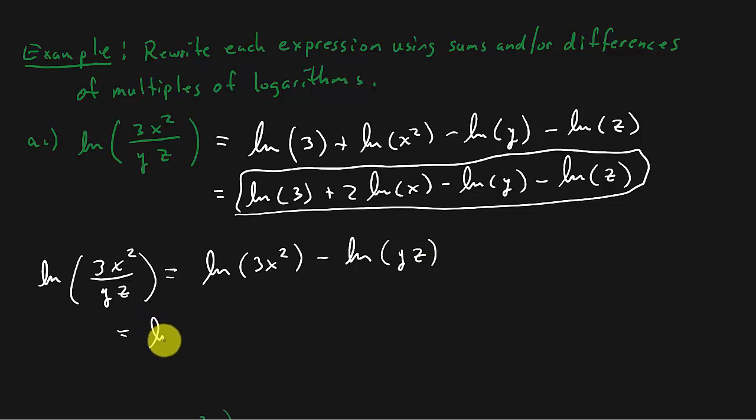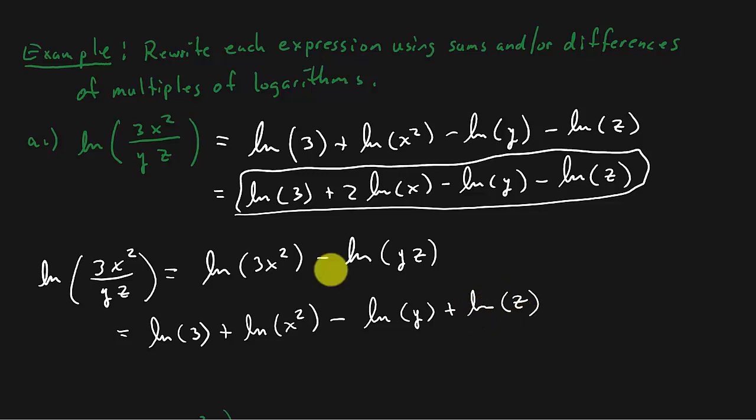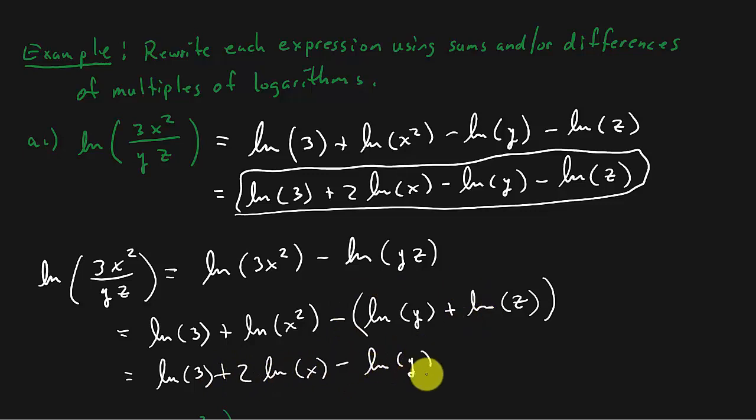And then this would be what? Natural log 3 plus natural log x squared minus, this is multiplication, so that's natural log y plus natural log z. But remember, it's minus this whole thing, so this has to be in parentheses here. And then you can see what happens. That's natural log 3. I'm going to go ahead and bring the 2 down, 2 natural log x, and then I distribute the minus: natural log y minus natural log z.